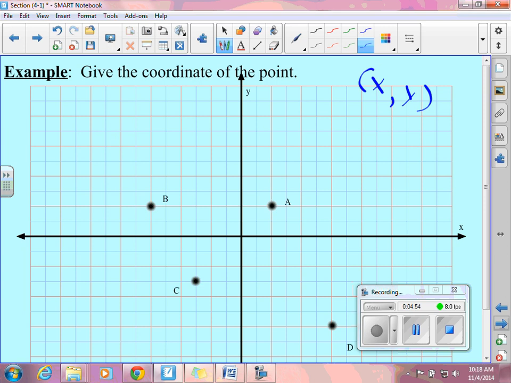So let's take a look at A. What is this ordered pair then? (2, 2). So 2, comma, 2. Okay, note that I have parentheses and I have a comma between them. If I take a look at B, what ordered pair would that be? Very good. (-6, 2). Very good. Muy bien. Let's look at C.